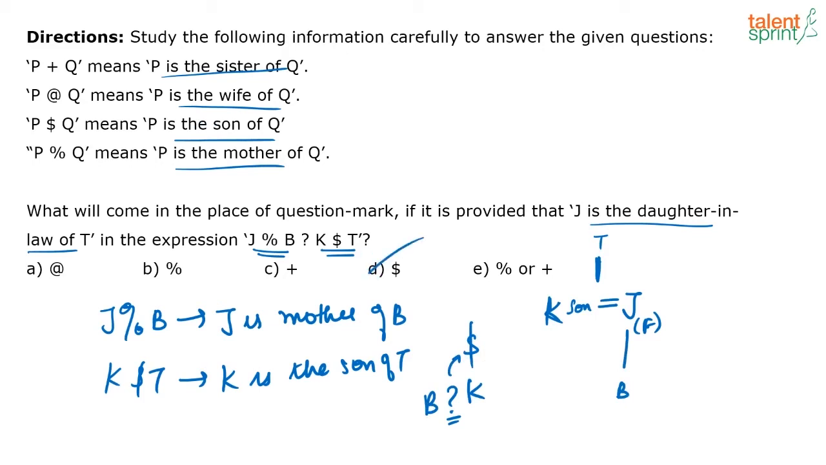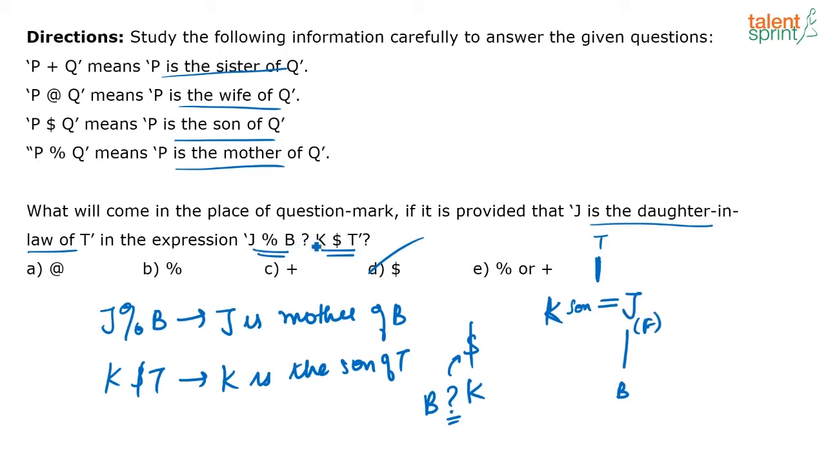Okay, I'll explain it once again. See, what have they given here? When this statement is completed, we should be able to say that J is the daughter-in-law of T. So, what does that mean? T has a son who is married to J. Now, the first statement, J percentage B, means that J is the mother of B. That is there here already. Next, there is K dollar T. So, K dollar T means K is the son of T. So, basically K and J have to be married.